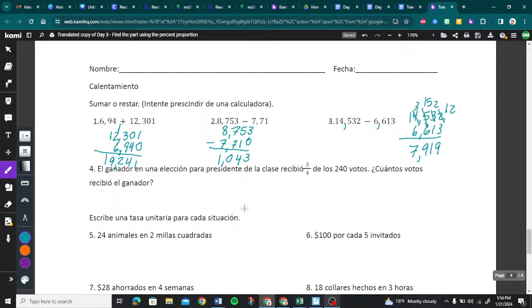A candidate in an election for president receives 3/4 of the 240 votes. How many votes did he receive? So we take 3/4 times 240. Since 4 goes into 240, we can divide 4 by 4 to get 1. We can divide 240 by 4 to get 60. 3 times 60 is 180 votes.